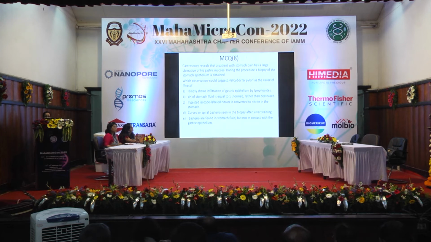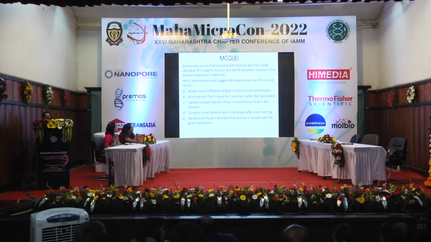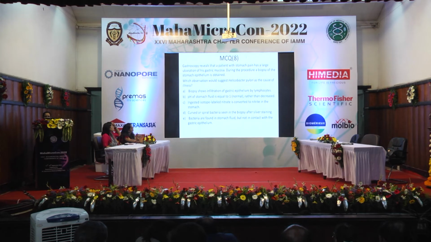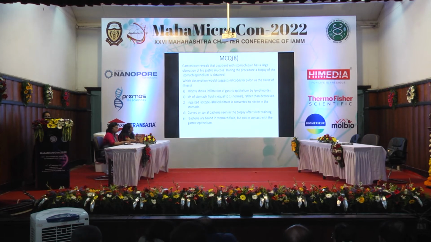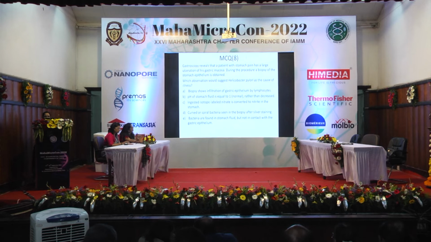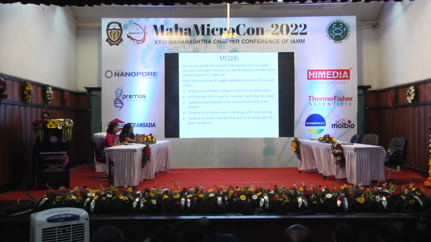Biopsy shows infiltration of gastric epithelium by lymphocytes. pH of the stomach fluid is equal to 1 rather than decreased. Ingested isotope labeled nitrate is converted to nitrite in the stomach. Curved or spiral bacteria seen in the biopsy after silver staining. Or bacteria are found in the stomach fluid but not in contact with the gastric epithelium.